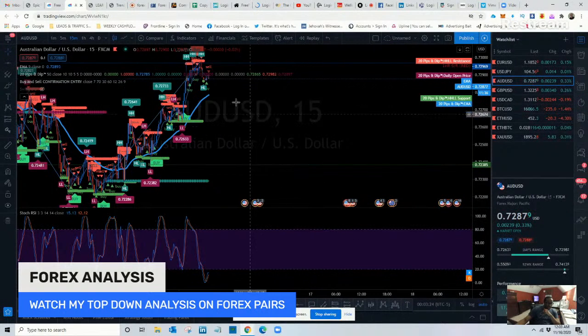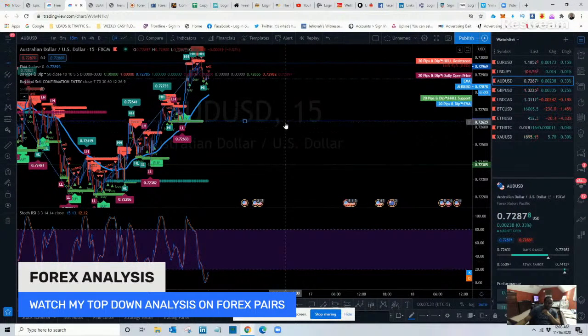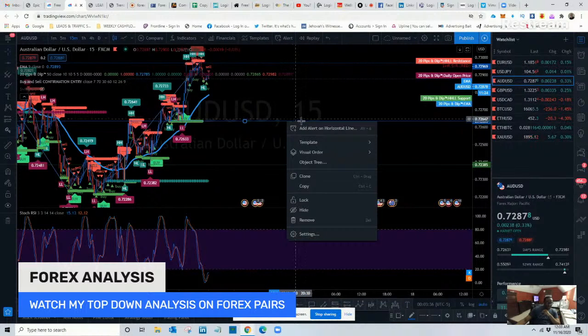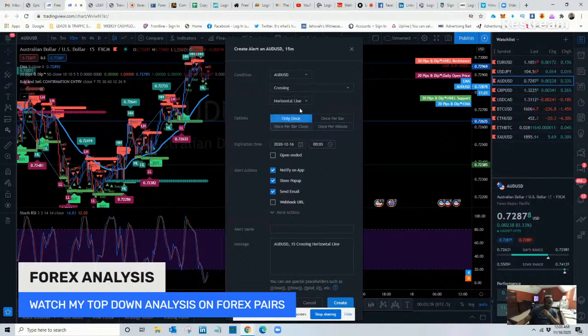So then the next thing I'm going to do is take this line and put a horizontal line here, right click, add an alert. And I want that alert to let me know when price crosses this and goes down. And when it does, this is what the email is going to tell me.